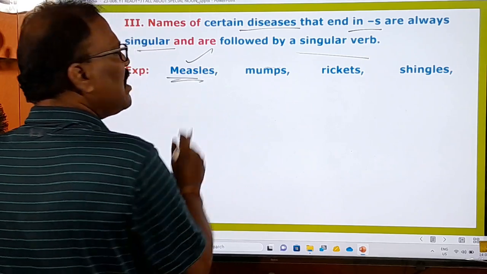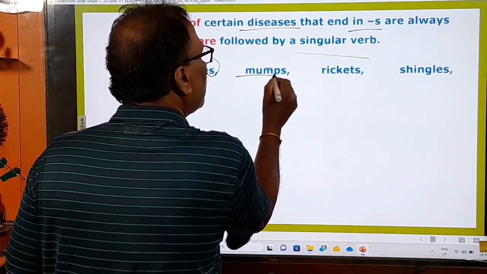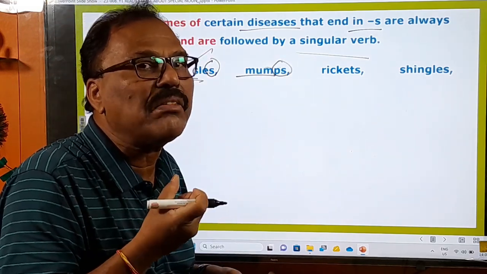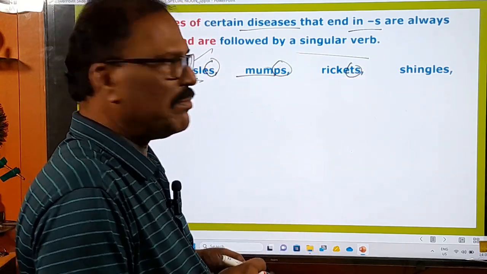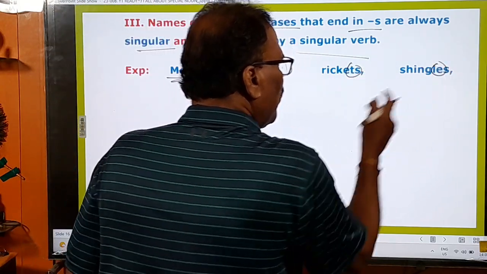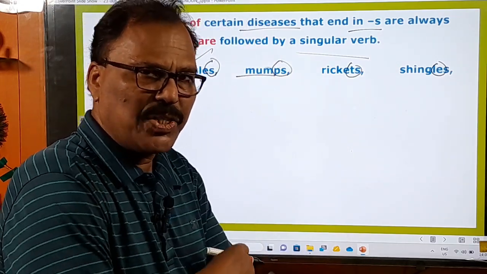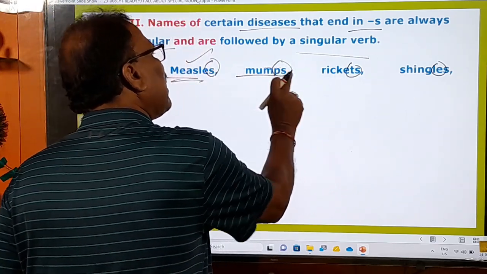Measles, a children's disease, you know, it's ending in S. Mumps, it's also a children's disease, where you can find some glands get swollen. Rickets, lack of vitamin D. Shingles, a kind of itching or some bruises on the skin, a red rash type of thing. So these are all the names of diseases that are ending in S.